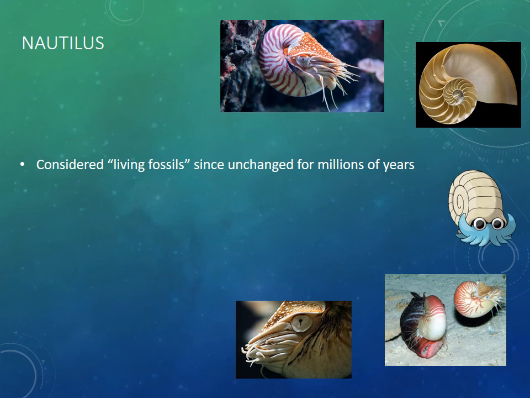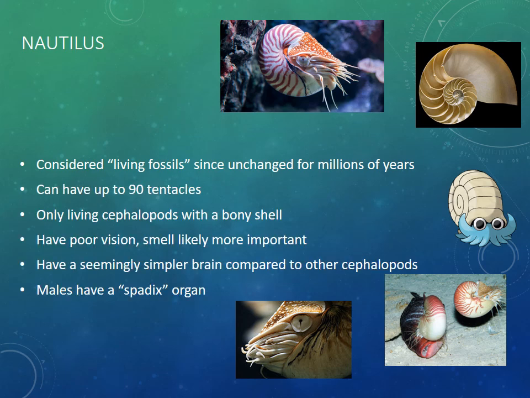So they've been around a long time. They have those tentacles that can help them. They have a very strong grip they can use to help with feeding. And they're trying to figure out how smart this thing is. They're kind of unknown. Males have something called a spadix, which is a unique organ for them. It's a reproductive organ.